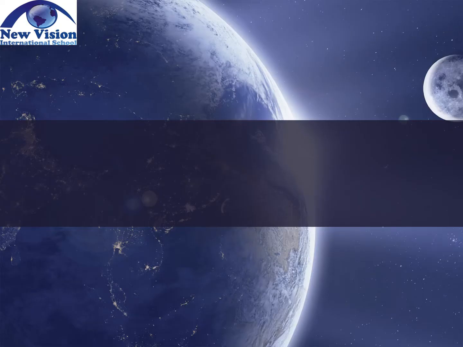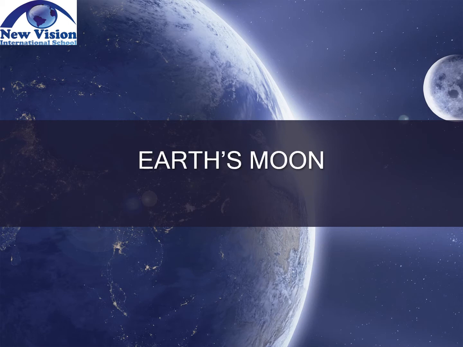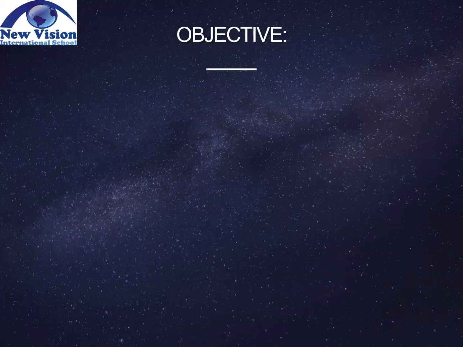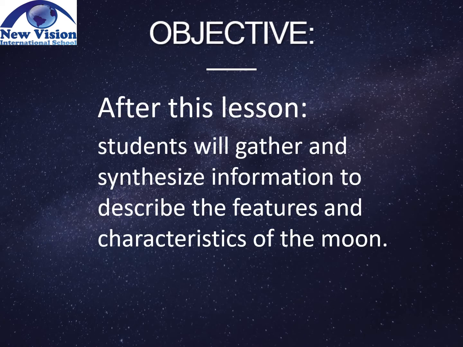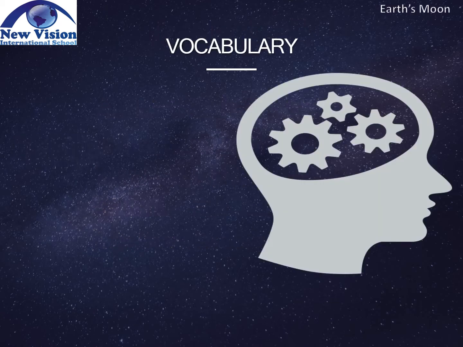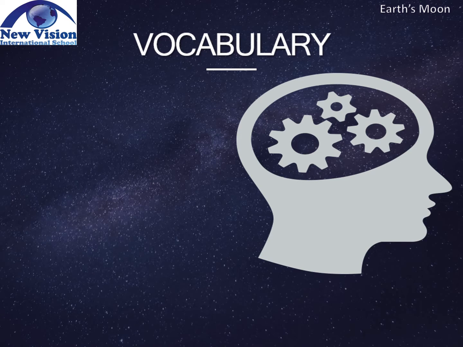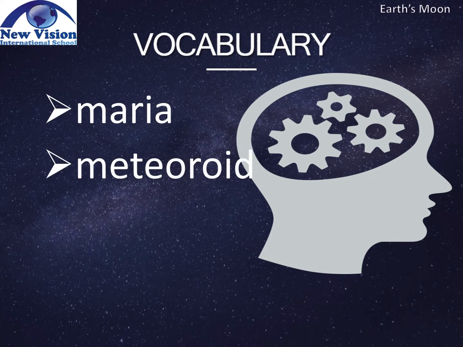The title of our lesson for this week is Earth's Moon. I want you to open your book on page 503. Objective. After this lesson, students will gather and synthesize information to describe the features and characteristics of the moon. Vocabulary words. After this lesson, you will understand the meaning of the following words. First, maria, meteoroid, crater.